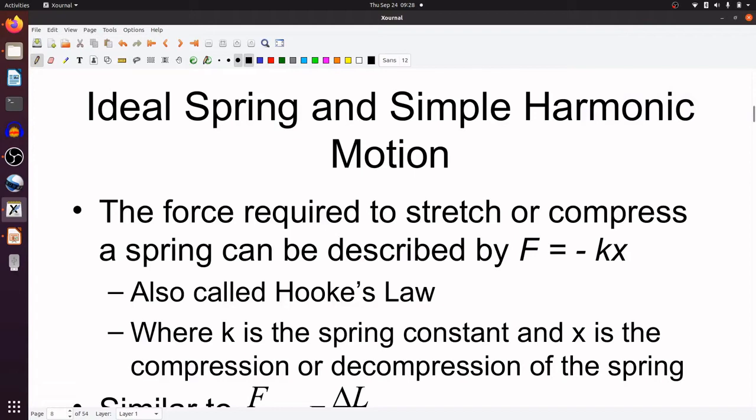Ideal springs and simple harmonic motion. The force required to stretch or compress a spring can be described by Hooke's law, which is F is equal to negative kx. So your book, I believe, uses a positive kx. You could just use kx. But the true nature of the equation is to have a negative. And the reason that it's negative is that its displacement and the force are in opposite directions.